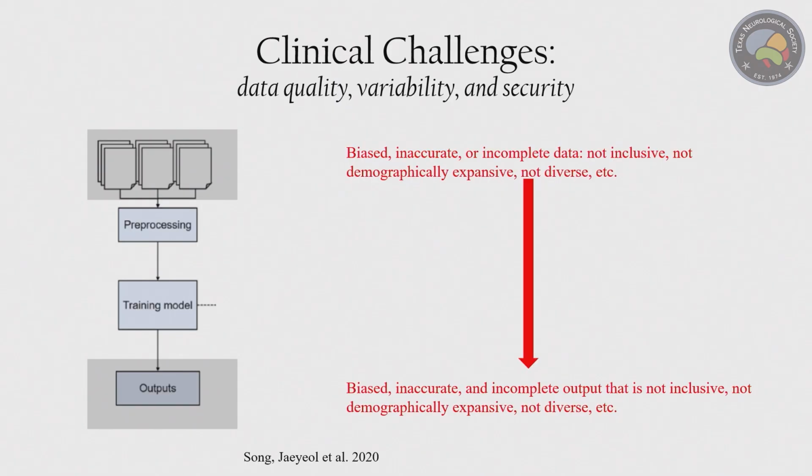All right. Another limitation is data quality, variability, and security. Remember back from that model I showed? AI's output is just as good as the input. So what if the data you're inputting to train your AI model is biased, inaccurate, not inclusive, not demographically expansive, not heterogeneous? What type of output do you think we're going to get? We're going to get an output that is equally as biased, as non-heterogeneous, as not expansive, not inclusive.